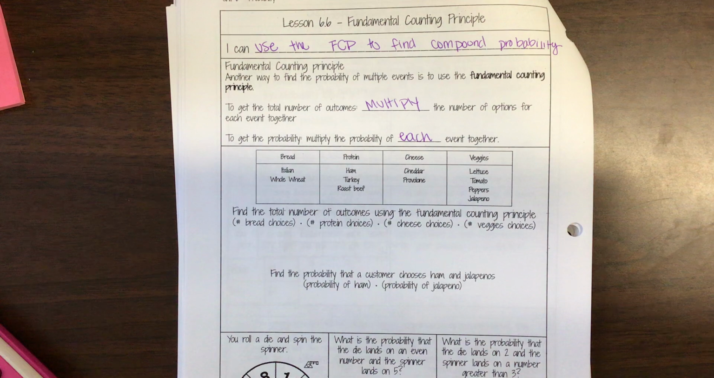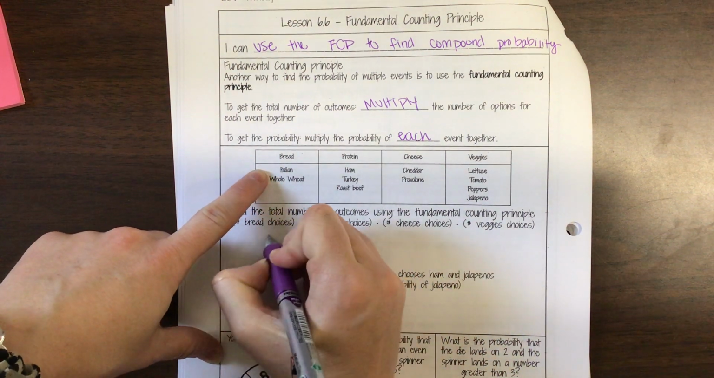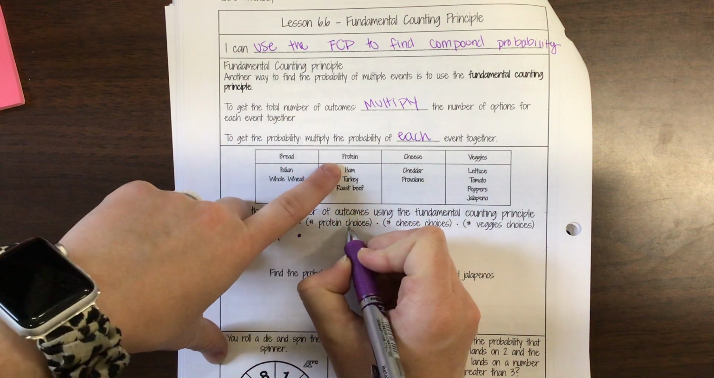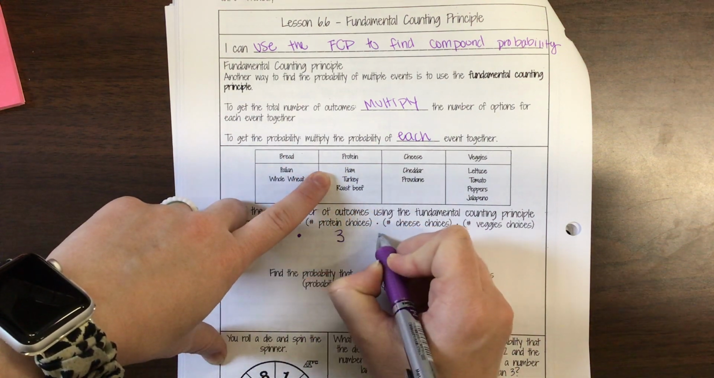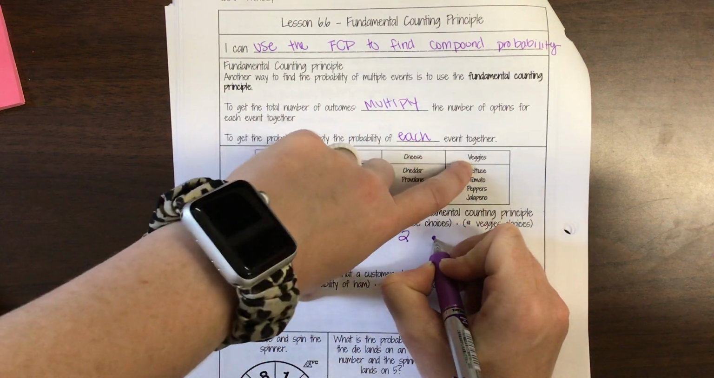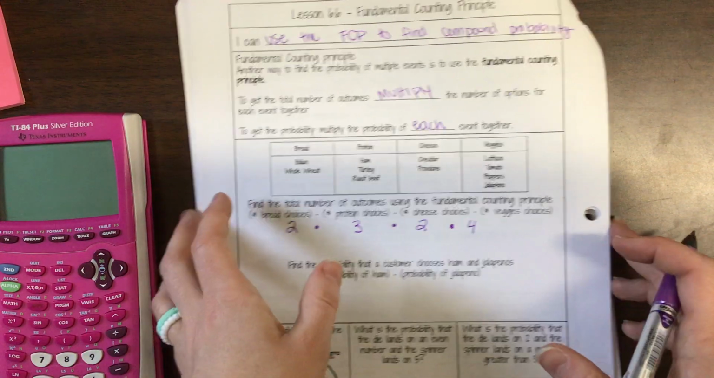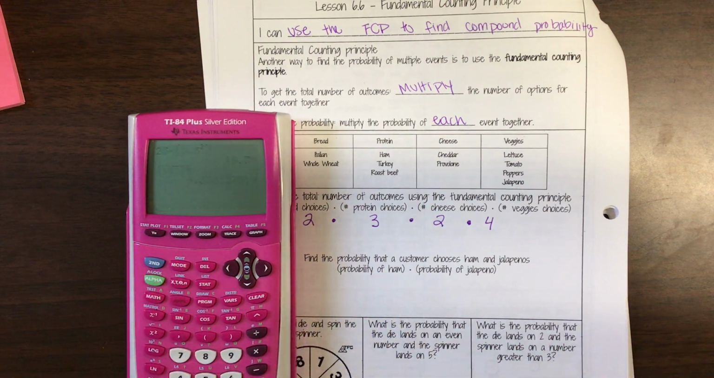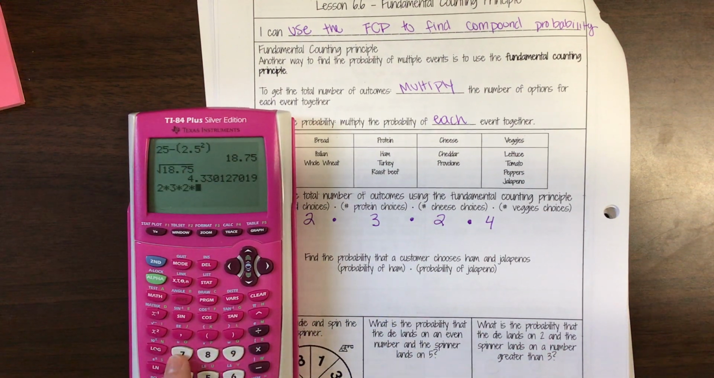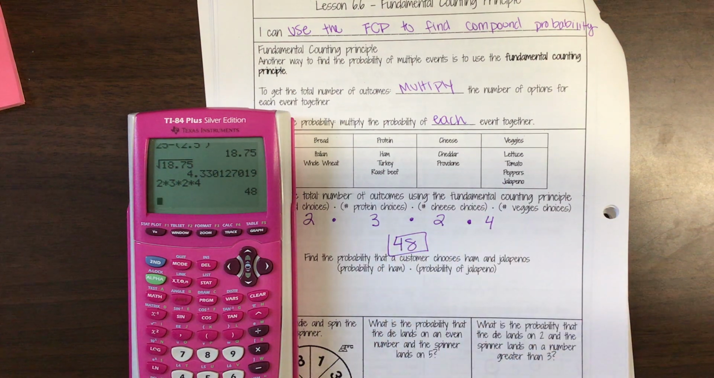So instead, to find the total number of choices, you're going to take the number of bread choices, there's 2, times the number of protein choices, 3, times the 2 cheese choices, times the number of veggie choices, 4. So to get the total number of combinations, we're just going to multiply those all together. 2 times 3 times 2 times 4 is 48. So there's 48 different sandwich combinations.